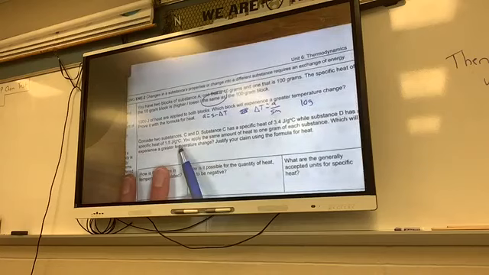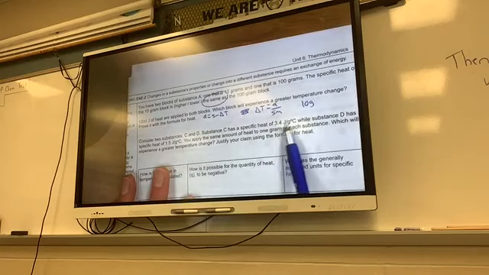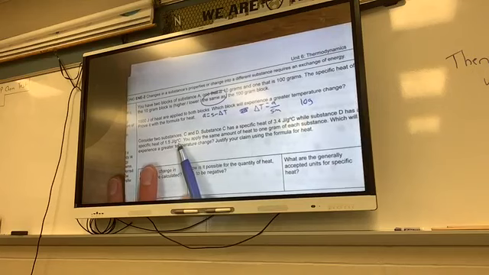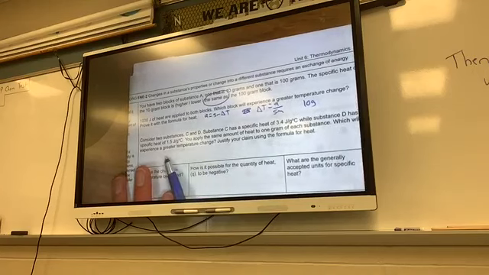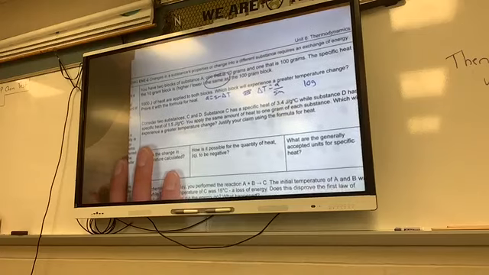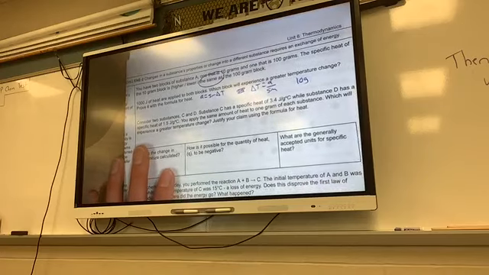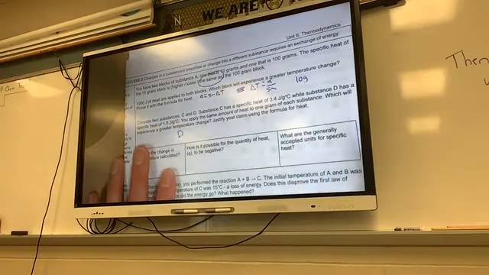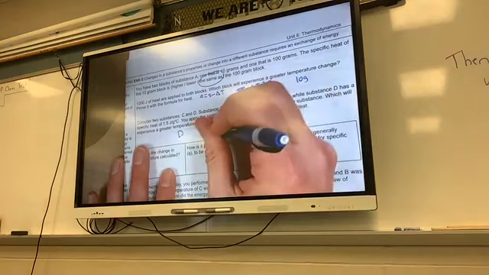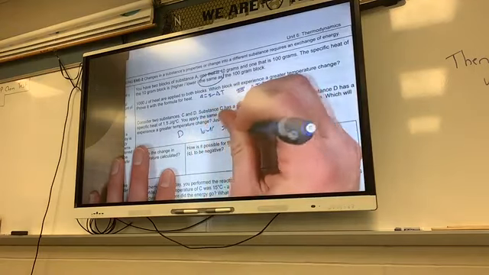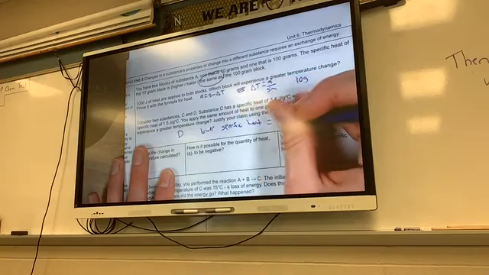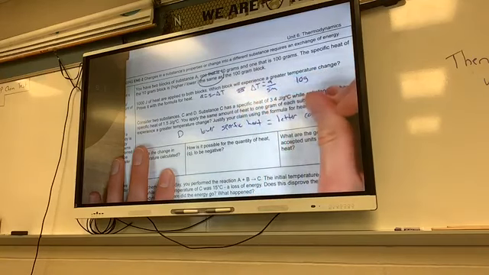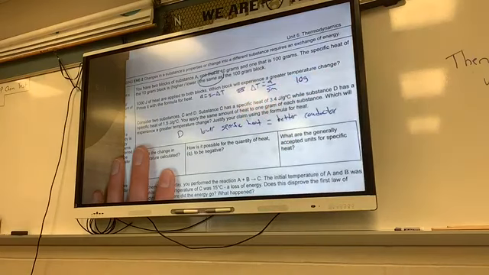Okay. Consider two substances, C and D. Substance C has a specific heat of 3.4. Substance D has a specific heat of 1.5. Same amount of heat to both. Which will experience a greater temperature change? Substance C or D? Substance D, because we know a lower specific heat means it can change temperature more easily. A lower specific heat equals a better conductor. You guys agree with that statement?